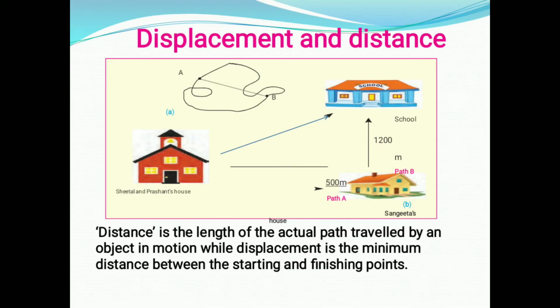Okay, let us see the two concepts related with motion. One of them is the displacement and the other one is the distance. Now see, what do you mean by the distance and the displacement? Distance is the length of the actual path traveled by an object in motion, while displacement is the minimum distance between the starting and the finishing point.